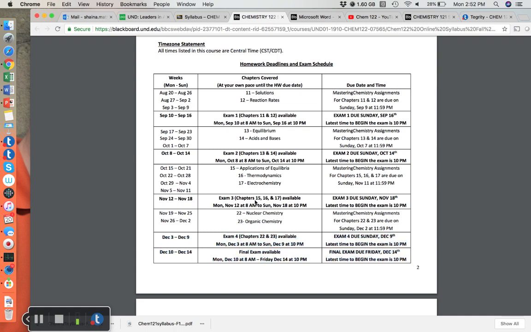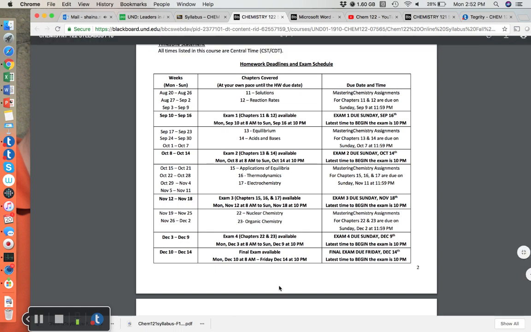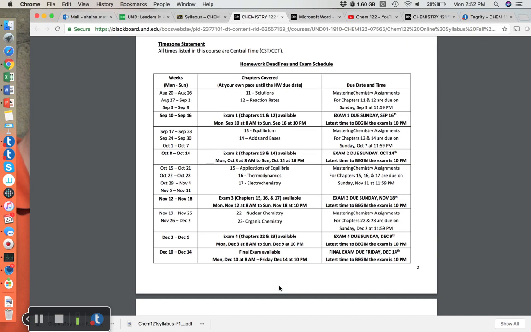So I highly recommend that you take some time to look at the schedule, make sure you understand it. Let me know if you have any questions on it. And always keep the schedule handy so that you are up to date with the deadlines and that you're ready for any exams that are coming up this semester. I'll be sure to send announcements through Blackboard as well to remind you of the deadlines.